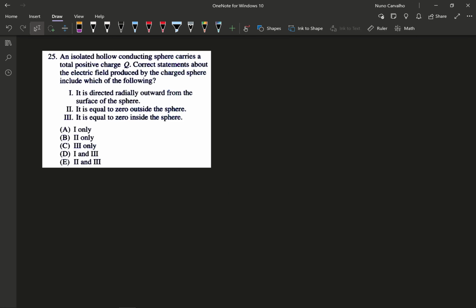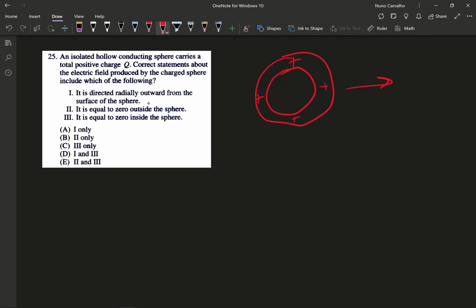25, we're told that an isolated hollow conducting sphere carries a total positive charge Q, and then we're asked about correct statements from these three here. So that will basically look like this. Let's just draw something that looks like that. And using Gauss's law here, we can draw a Gaussian surface that will enclose the sphere.